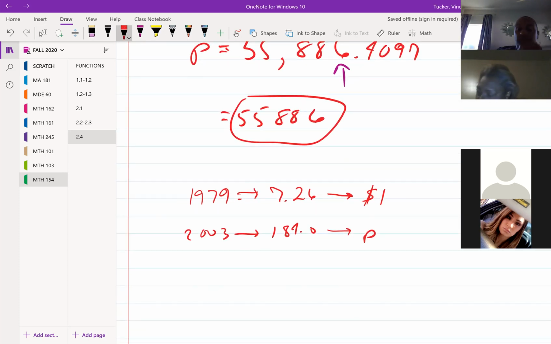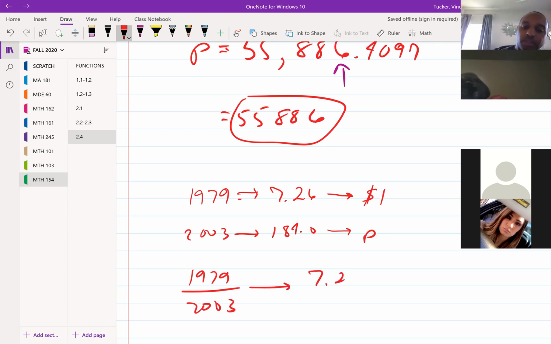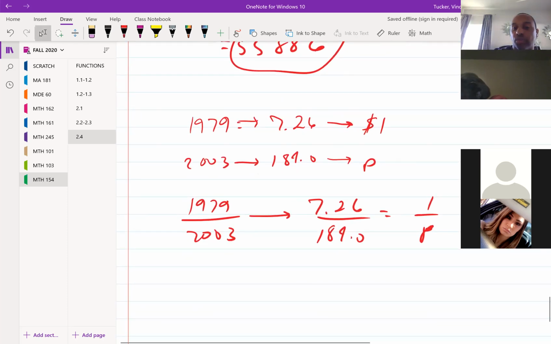So you stay consistent with what you want to do. Either you're going to put 1979 stuff on top or 2003 stuff on top. Let's go with 1979 over 2003. Once again, it doesn't matter. So you've got this over this, and then 1 over P. You can handle this one of two ways. You can just go ahead and cross multiply.